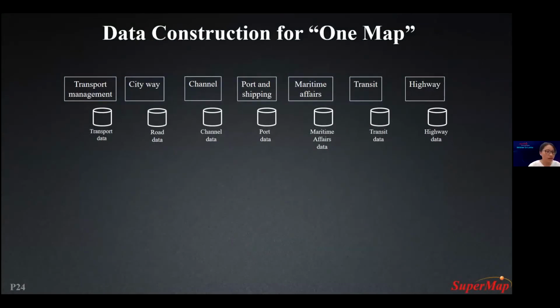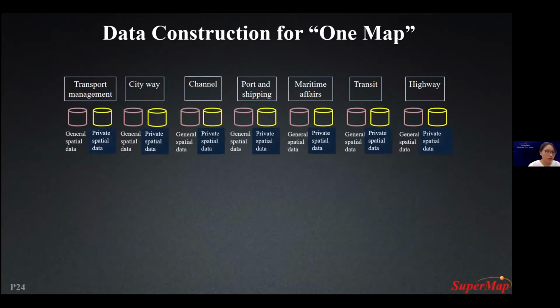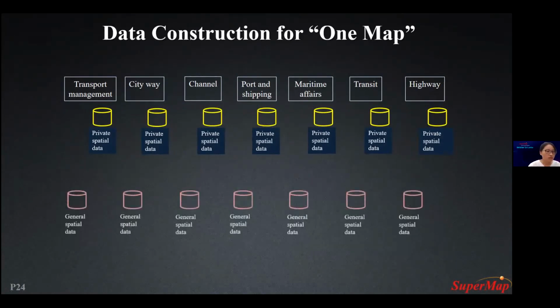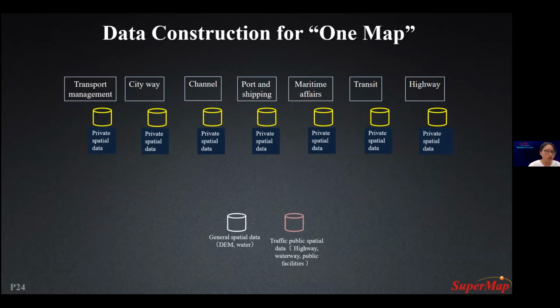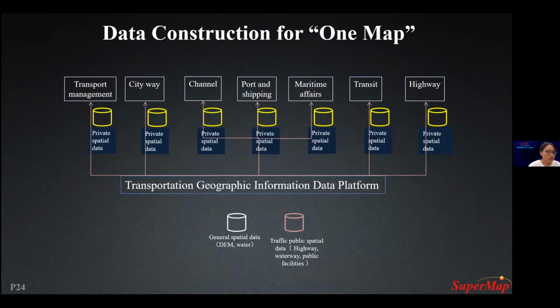Each industry has its own set of data. We provide classified storage based on the data standard, and each industry's data can be divided into general spatial data and private spatial data. The general spatial data can be integrated into one general spatial data set and one traffic public spatial data set.